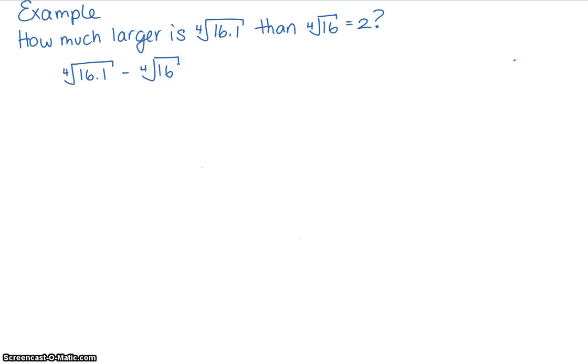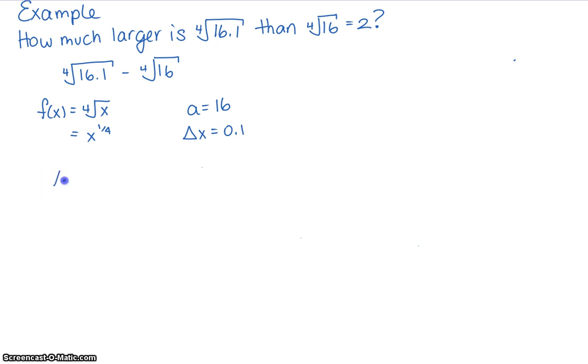So a couple of things we need to identify. The overarching function that we're looking at is the fourth root of something, or you can write it as x to the 1/4. We also need to know what our a value is, what we're plugging into this. In this particular case, our a is 16 and our change in x is 0.1.